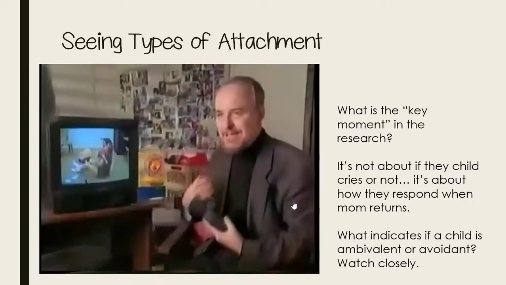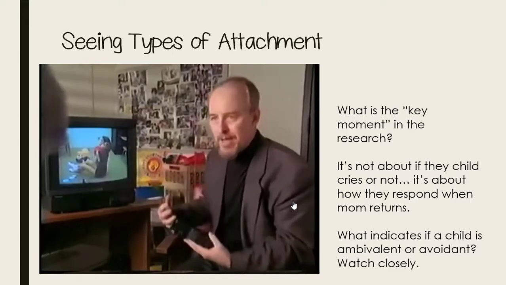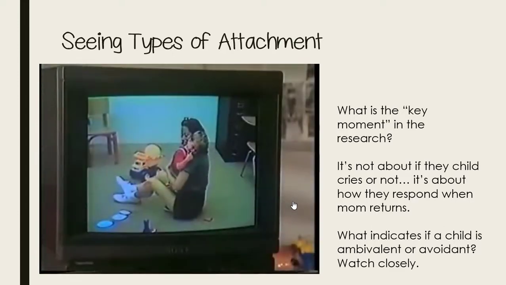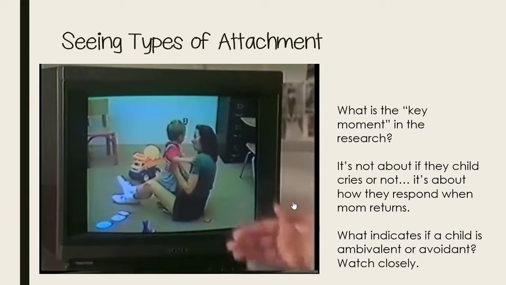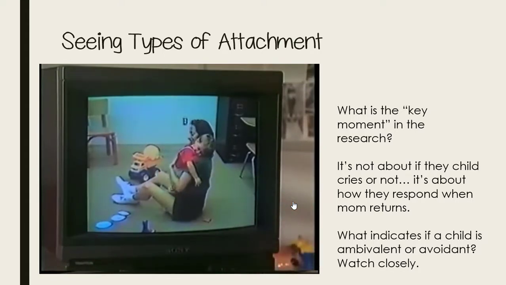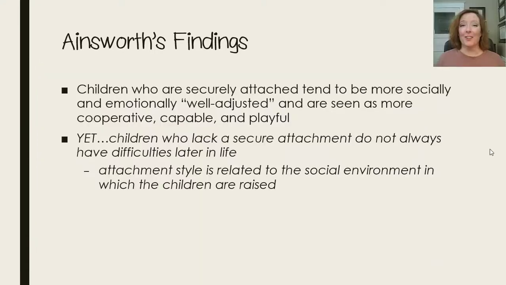He's angry. We call these babies resistant or ambivalent because they both want her back and yet can't use the contact. We think that the difficulty is that in the past, when he sought comfort, she's been inconsistent as to whether she's available and responsive or not. Okay, so let's sum up Ainsworth's findings. Children who are securely attached tend to be more socially and emotionally well-adjusted and are seen as more cooperative, capable, and playful. Yet children who lack a secure attachment do not always have difficulties later in life. Attachment style is related to the social environment in which the children are raised.